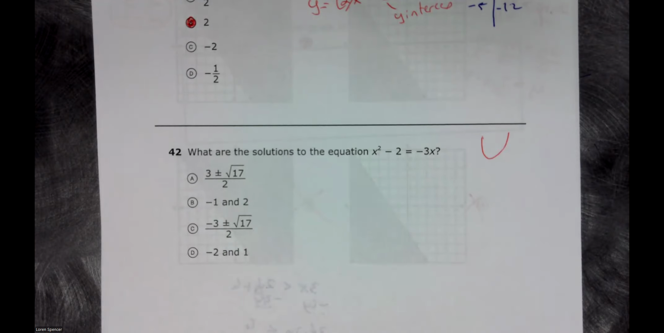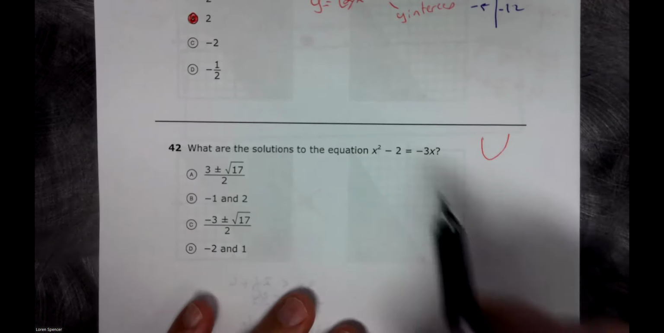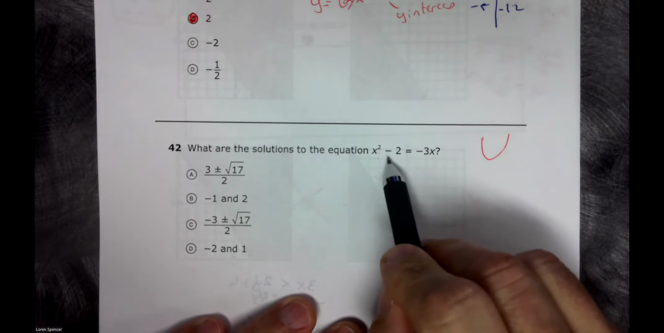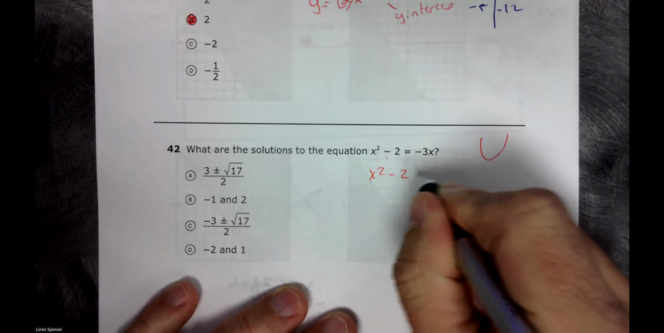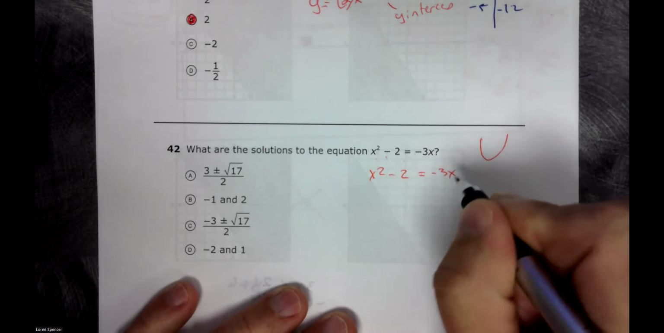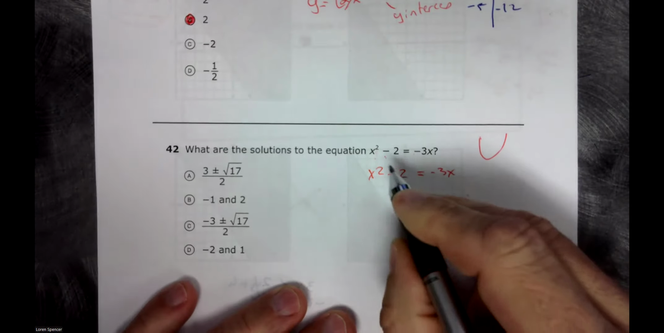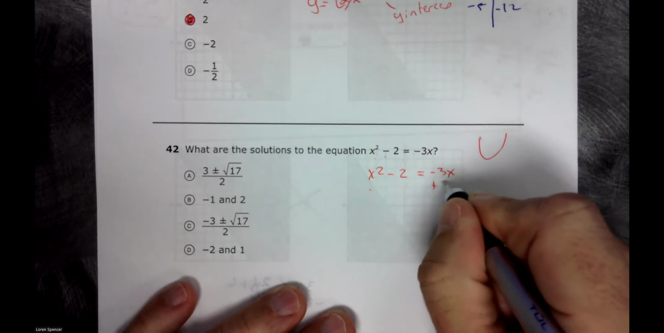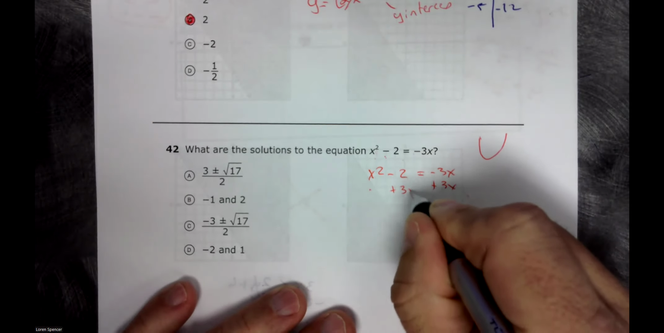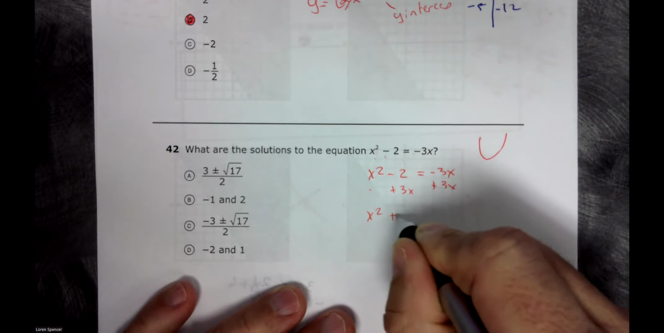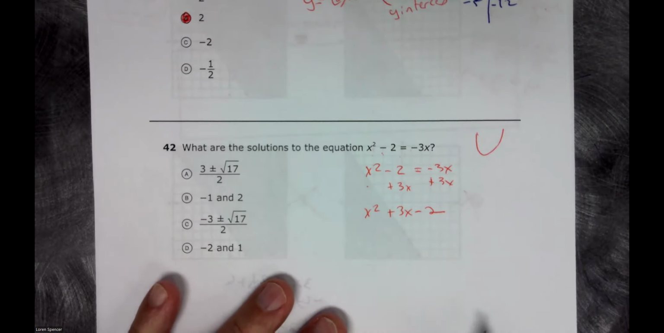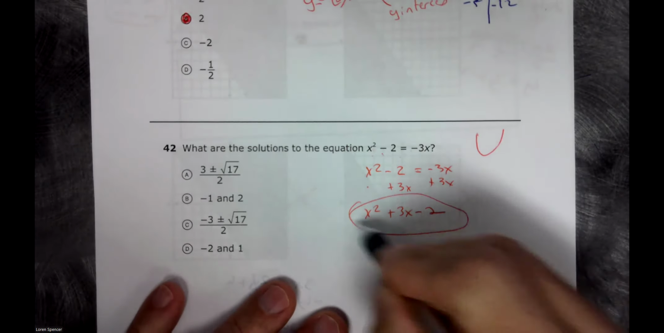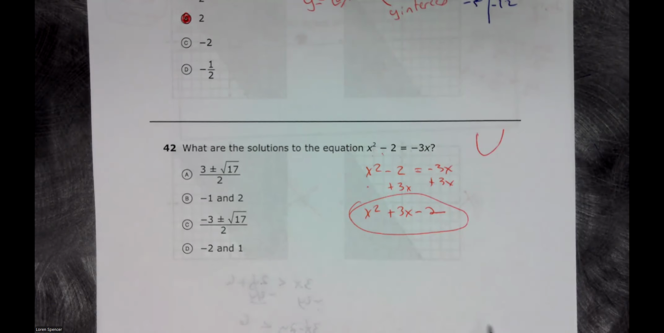So to do that, I'm going to plug this into Desmos. Now, I need to rearrange this. I need to get everything on the same side. So right now they have x squared minus 2 equals negative 3x. I need to move this over, at least I think I do. So I'm going to do that by adding 3x to both sides. And now I have x squared plus 3x minus 2. And that's a lot better to work with. So let's plug this into Desmos and see what happens.